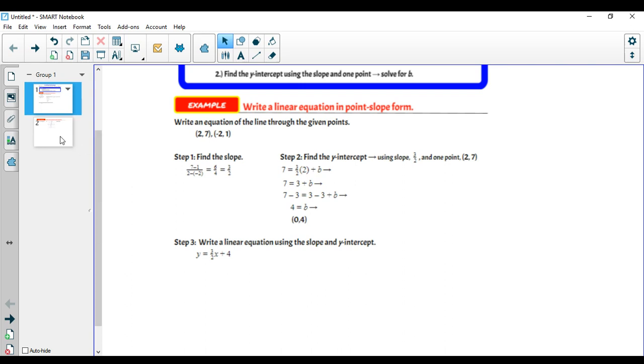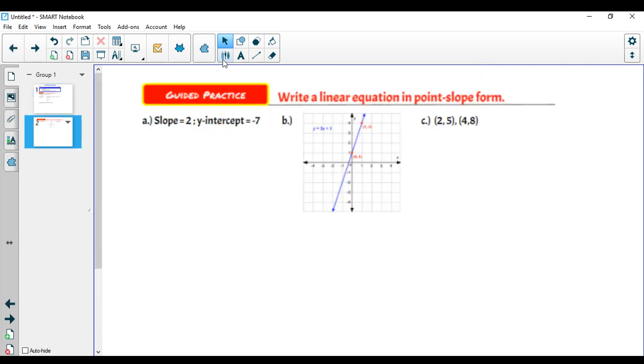Okay, let's move on to some examples. Here in our guided practice, I would like you to pause and do A, and then play the video and see how I did A, just to make sure that you have it correct before you move on to B. So go ahead and pause your video now. Okay, now that you have done the problem, let's see if you got A right.